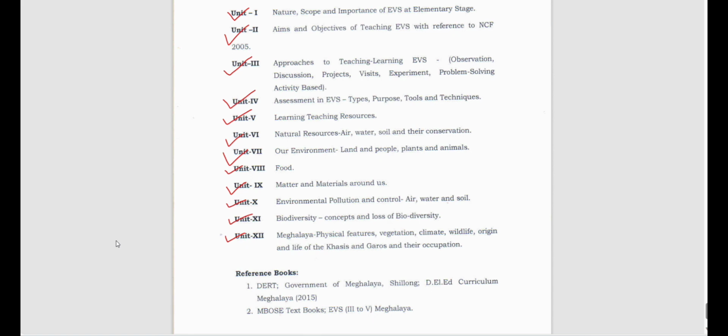We have different types of tourist attractions, like we have the Don Bosco Museum, then we have Dawki, we have Shillong Peak, we have Ward's Lake, we have Elephant Falls, then we have Mawsynram, we have Cherrapunji, right? Then we have the Cathedral Church. So lots and lots. I will not be able to name everything. So many places, tourist attractions we have in our state. So we are very lucky to be the people of Meghalaya.